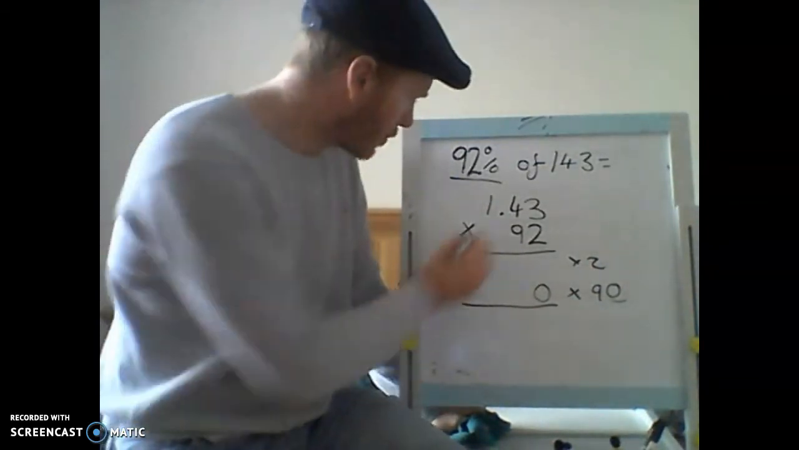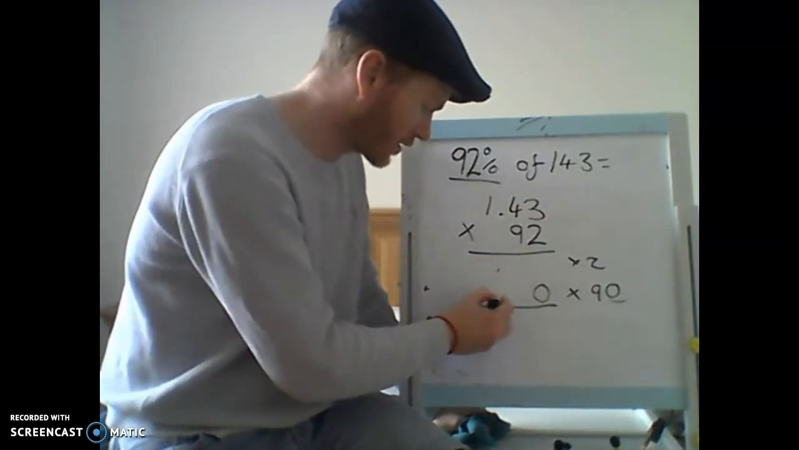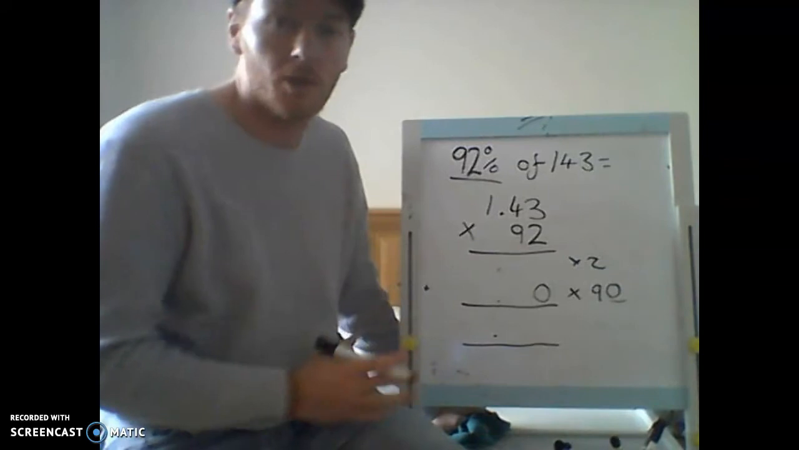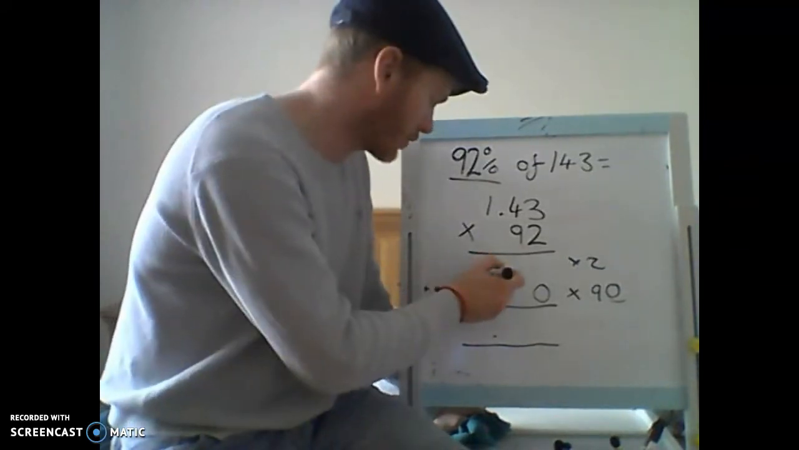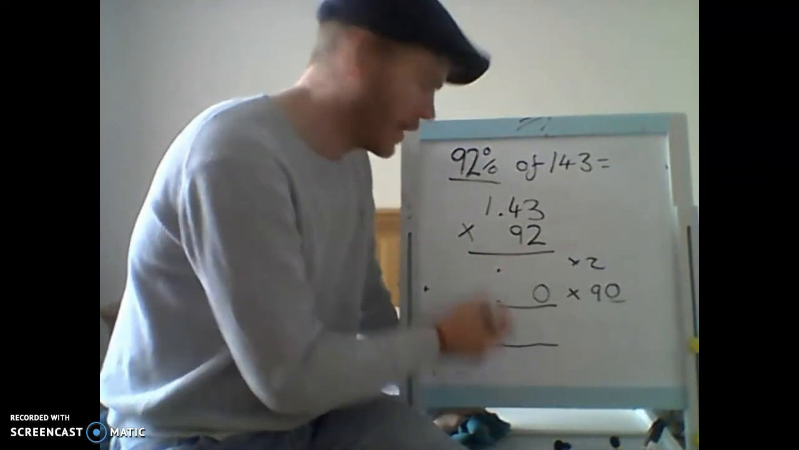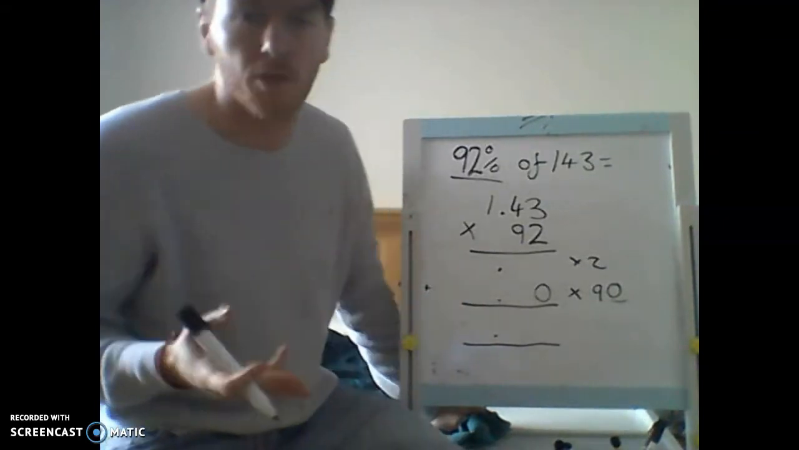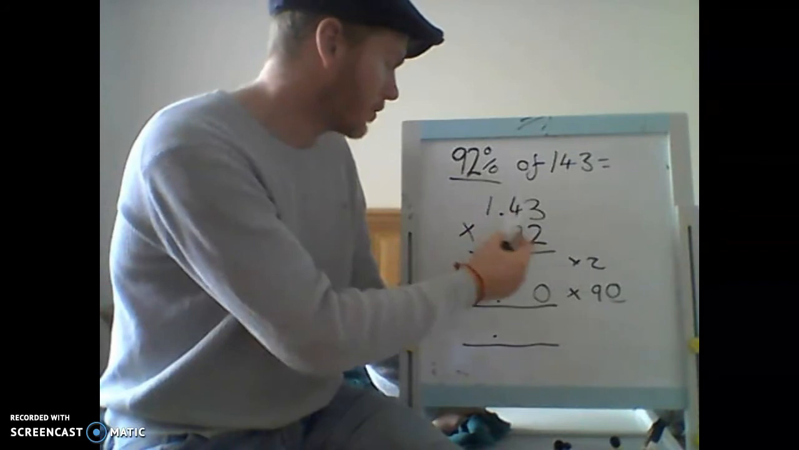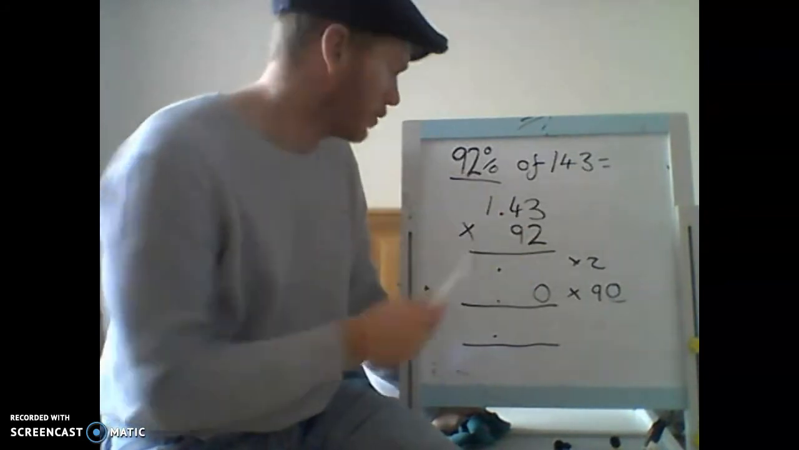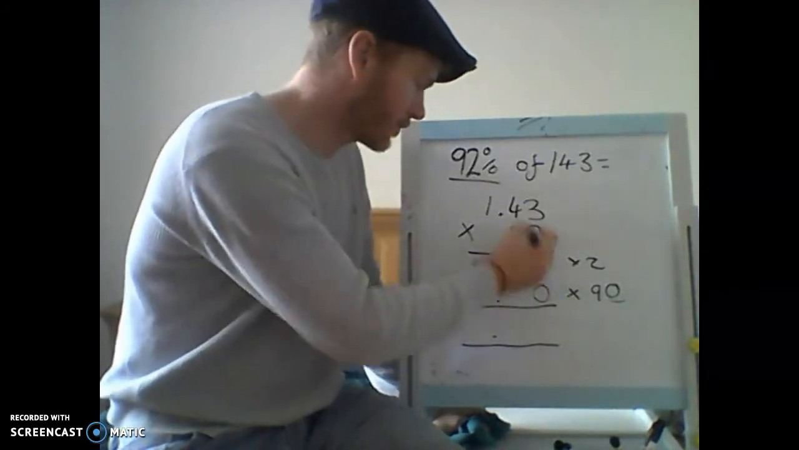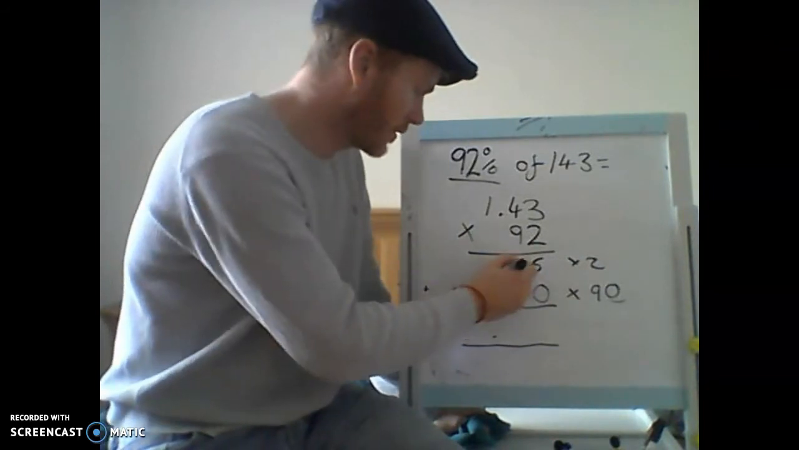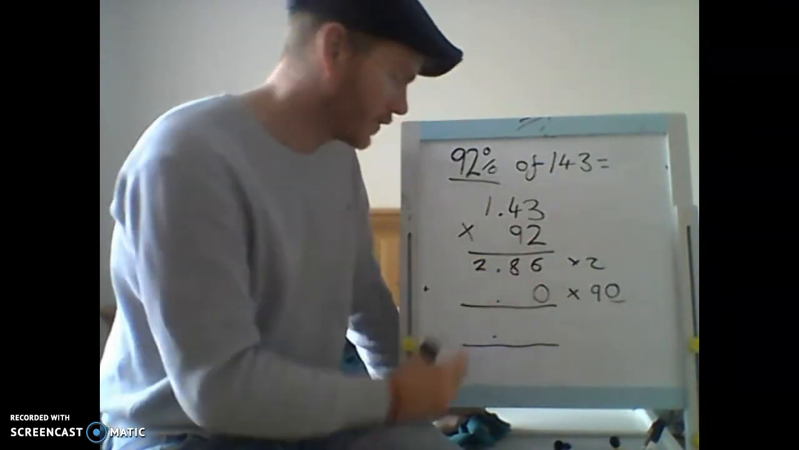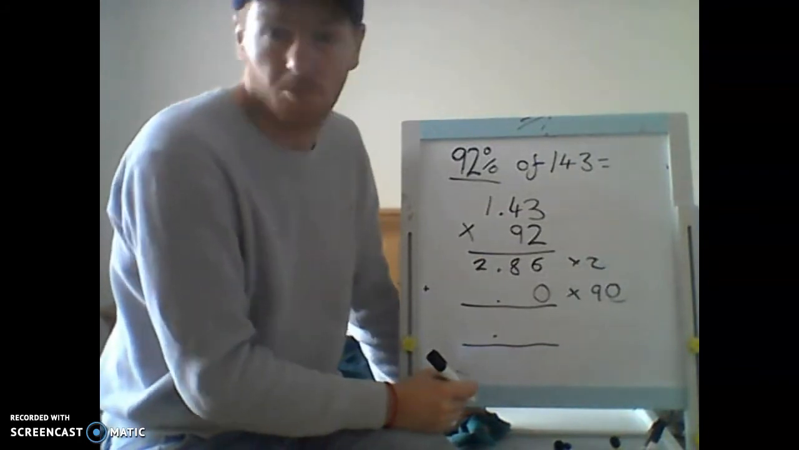Don't forget your decimal points. The decimal point does not move, it stays in the same place all the way down. And then I go through the process again, so I've got to multiply the top number, my 1.43, by 2, that's job number 1. 2 times 3 is 6, 2 times 4 is 8, 2 times 1 is 2, 2.86. Oh, works quite well, doesn't it?